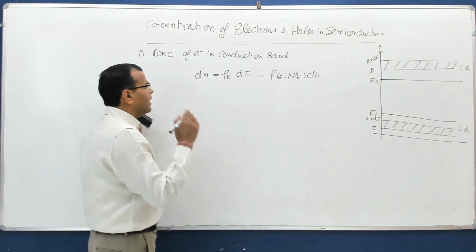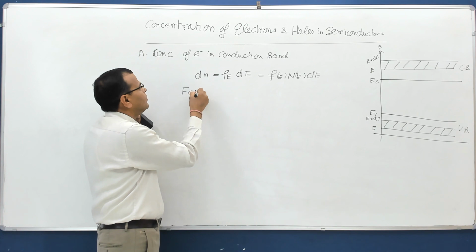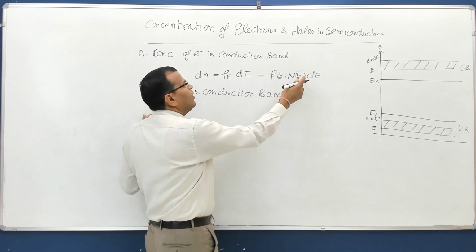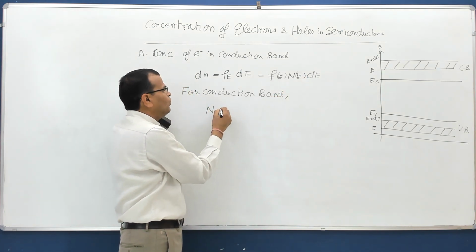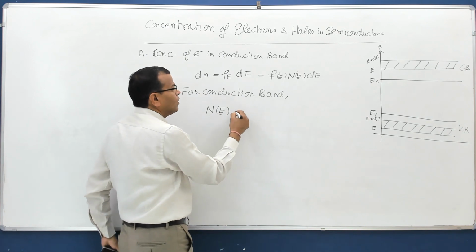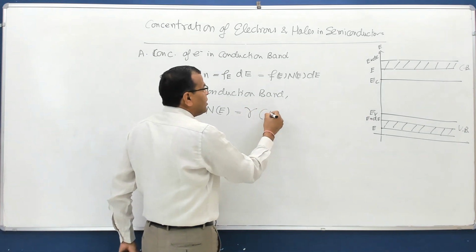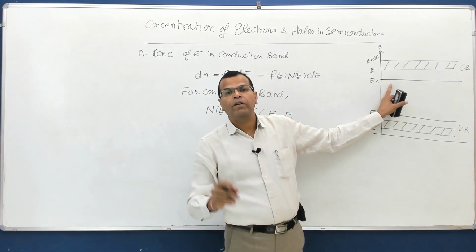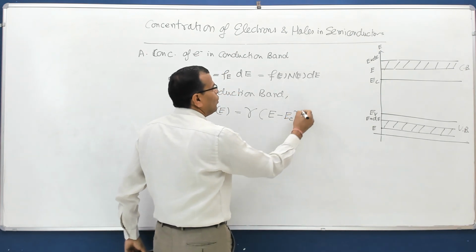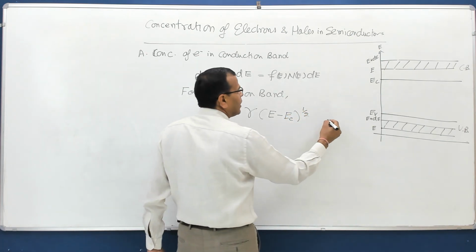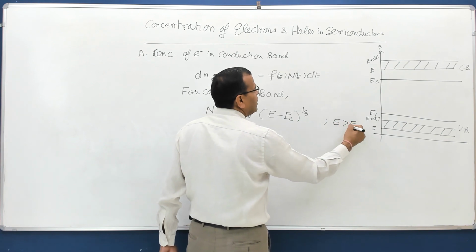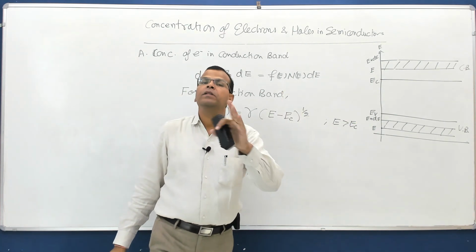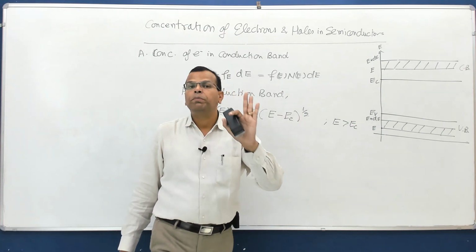So now, for the conduction band, you have to remember, we define this Ne. That is what you need to remember directly. That is equal to gamma into (E minus EC) to the power 1 by 2. EC is the lowest energy level of the conduction band. There is a condition. The condition is that E must be greater than EC. That is, the energy level must be greater than EC, meaning the energy level must be in the conduction band.